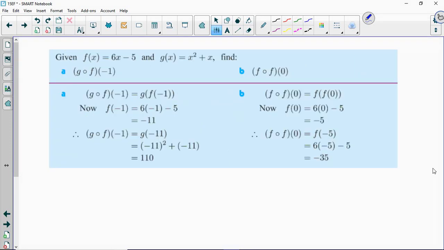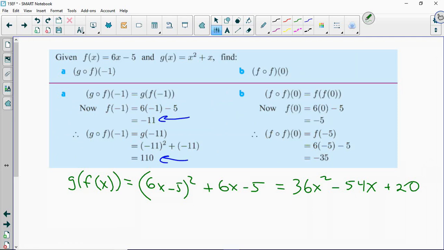We can also apply composite functions to specific values. In this first, we're getting g of f of -1. In our work, we're putting -1 into f and getting out -11, and then putting -11 into g to get our final answer. Another way we could have done this is, just like in the previous examples, work out g of f of x, and then put -1 into that, and we'll get the same answer of 110. So whichever way you find easier, do it that way.